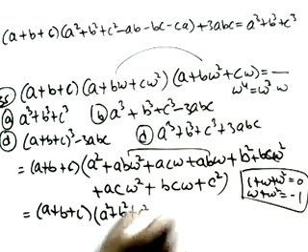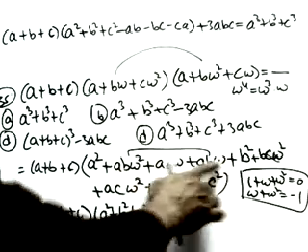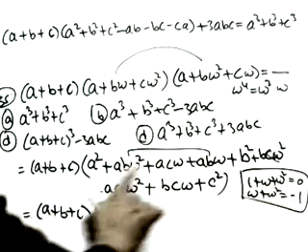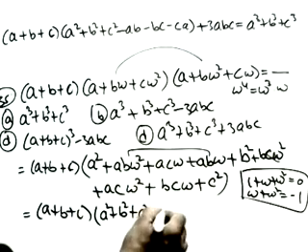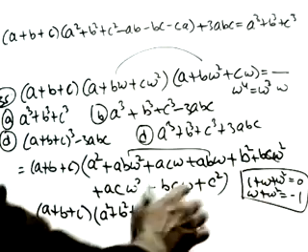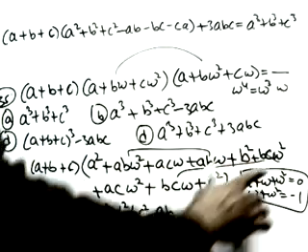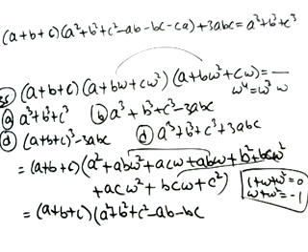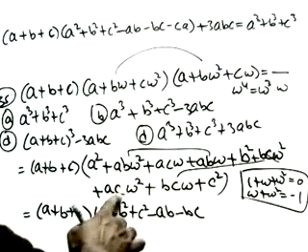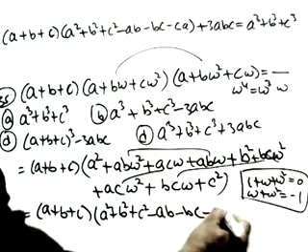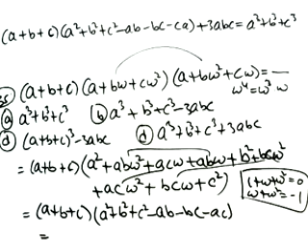Now you see here, here we have ab and here we have ab. If you take ab common, what is left here? Omega square plus omega. But omega square plus omega is minus 1. So ab into minus 1 will be minus ab. Again you see here bc, here bc. If you take bc common, what is left? Omega square plus omega is minus 1. Minus 1 into bc is minus bc. Again ac here, ac here. If you take ac common, omega plus omega square is minus 1. So this will be minus ac.